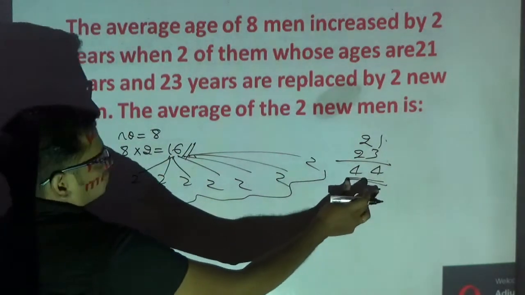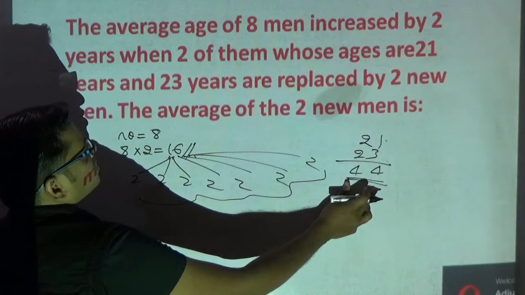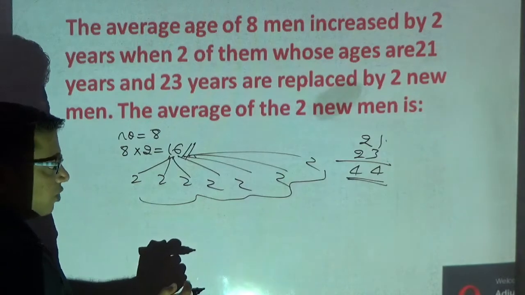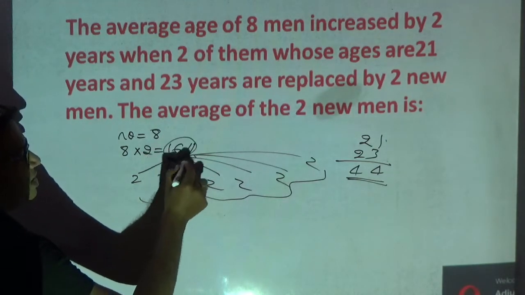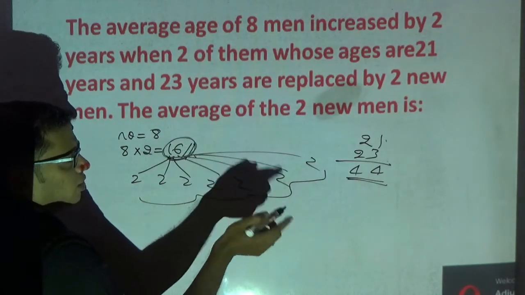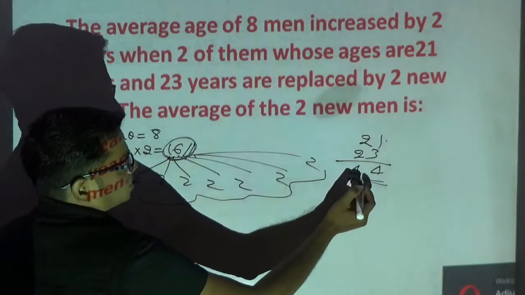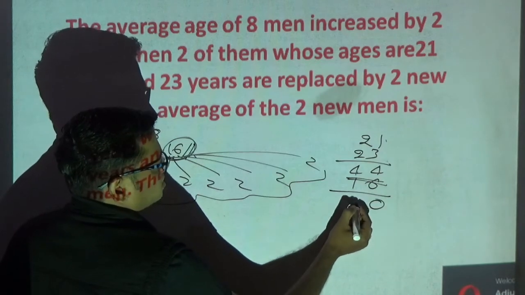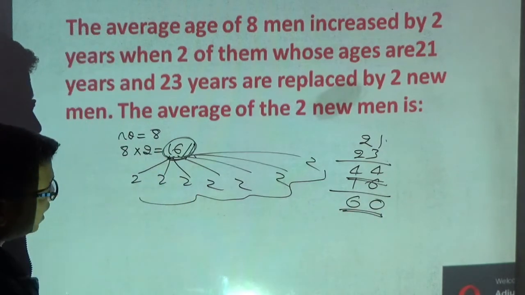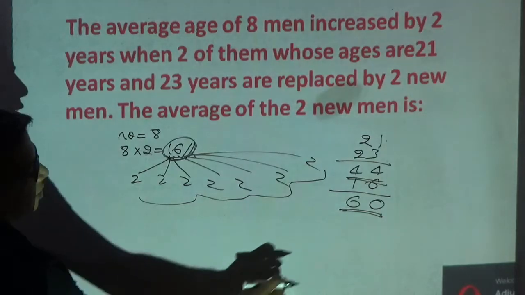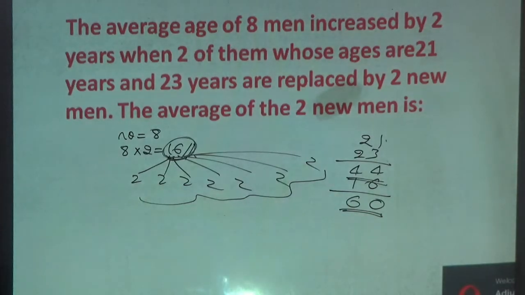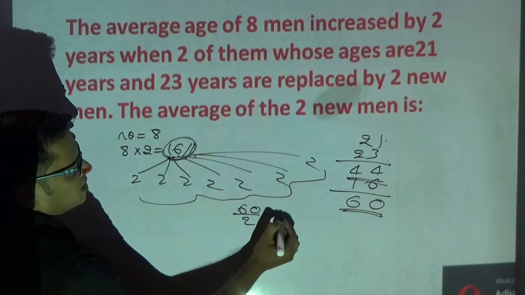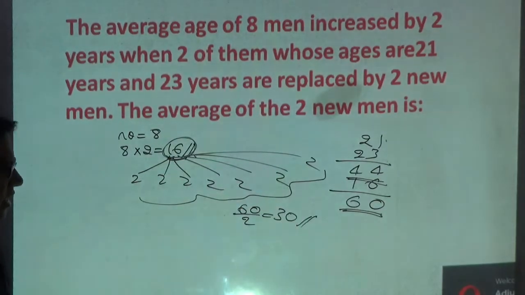If the age of these 2 people is 44, now if I want to increase the average by 2, how much do I have to increase? 16 I have to add for the new 2 people. Therefore, the earlier 44 plus 16 is 60. So the age of the new 2 people together is 60. But what I want is the average of those two, that is 60 by 2, and the answer is 30. Straight away I can get the answer.